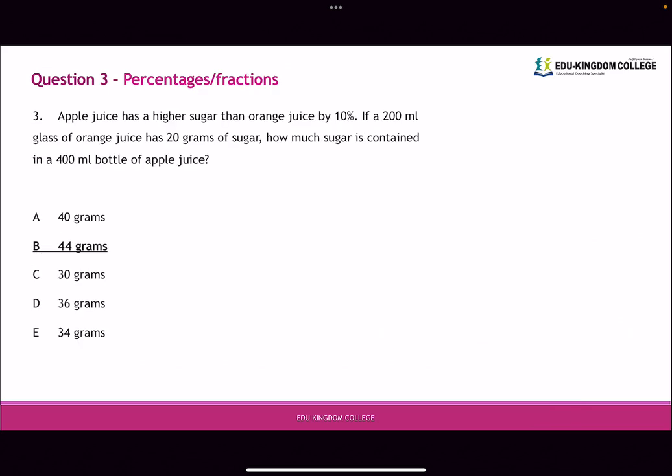Now, apple juice has higher sugar than orange juice by 10%. So if a 200 ml glass of orange juice has 20 grams of sugar, then 200 ml apple juice, I'll call it AJ, equals 22 grams of sugar. Now, how much sugar is contained in a 400 ml bottle of apple juice? Well, it's just going to be double that, so 44 grams.